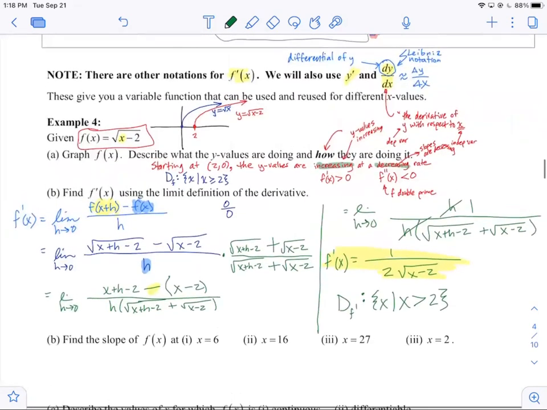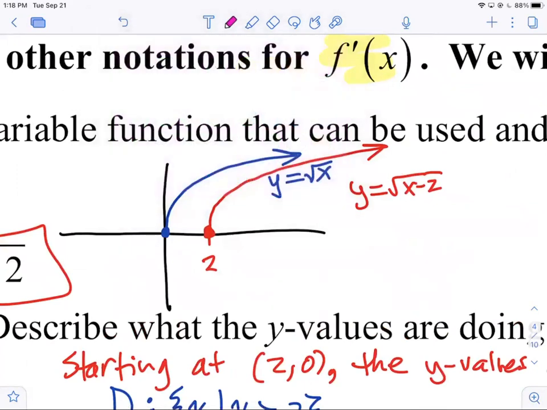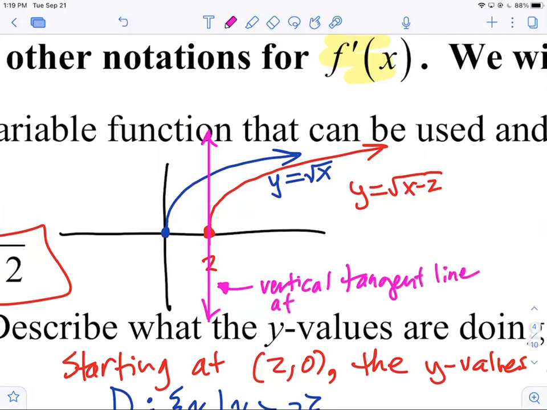And we've already seen why. In the very beginning, I told you that since the square root of x, or x squared, has a horizontal tangent at the origin, its inverse has a vertical tangent there. So if you were to draw the tangent line right there at 2, we get a what type of tangent line? Vertical tangent line at x equals 2. What's the slope of a vertical line?